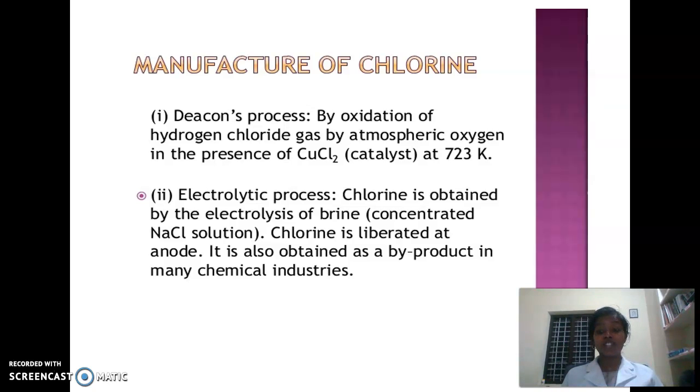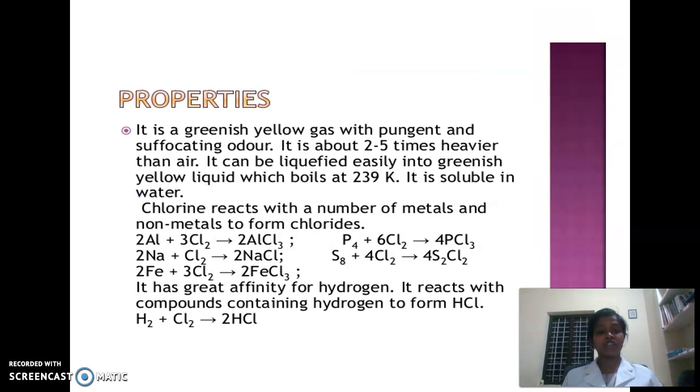Manufacture of chlorine by industrial process is done by two kinds of process. One is the Deacon process and another one is the electrolytic process. In the Deacon process, hydrogen chloride gas is oxidized by atmospheric oxygen in the presence of cuprous chloride as the catalyst at 723 Kelvin. While in the electrolytic process, chlorine is obtained by electrolysis of brine solution, that is sodium chloride solution, where the chlorine is liberated at the anode. It is also formed as a byproduct in many chemical industries.